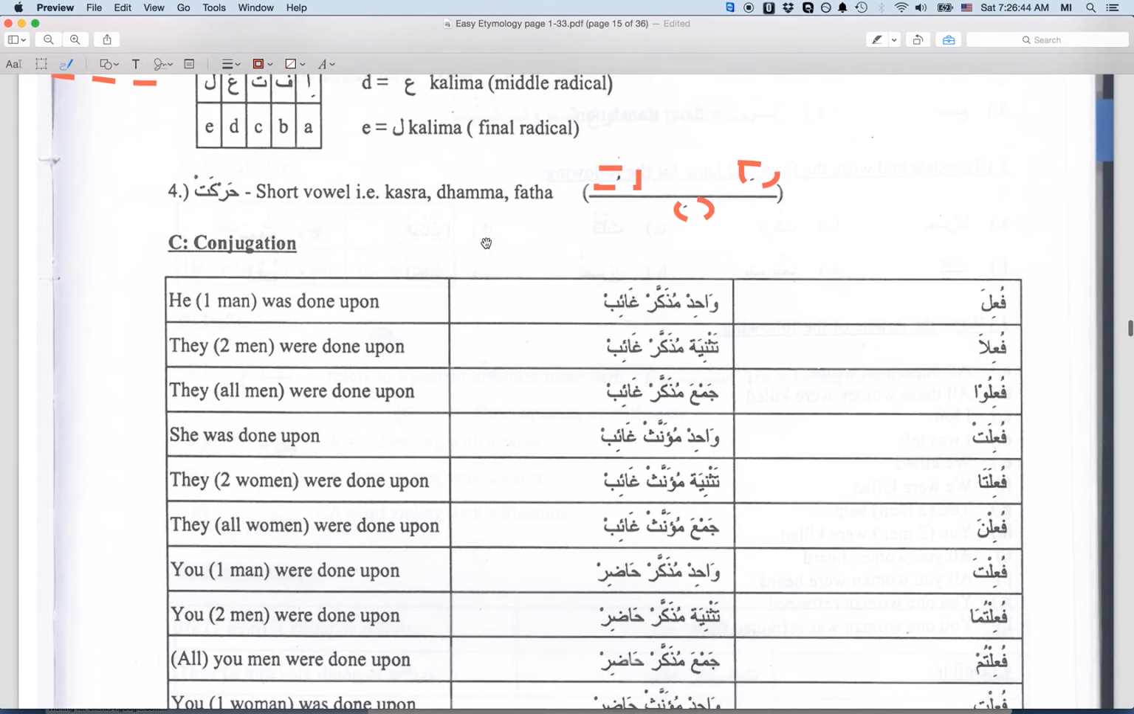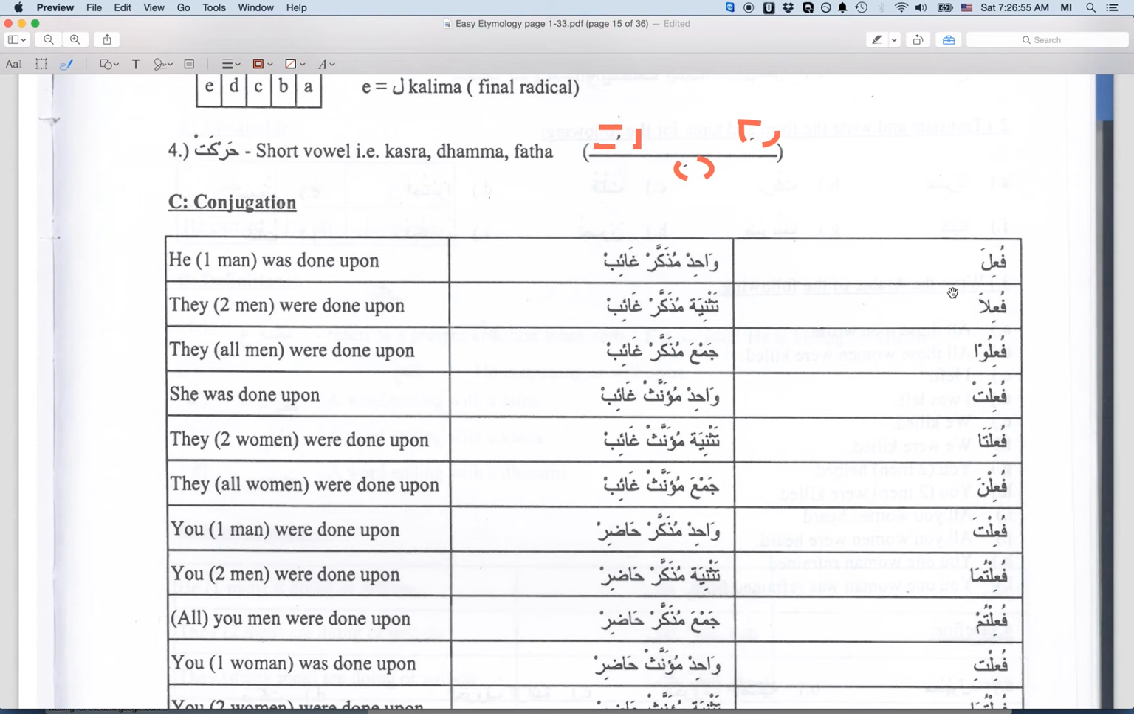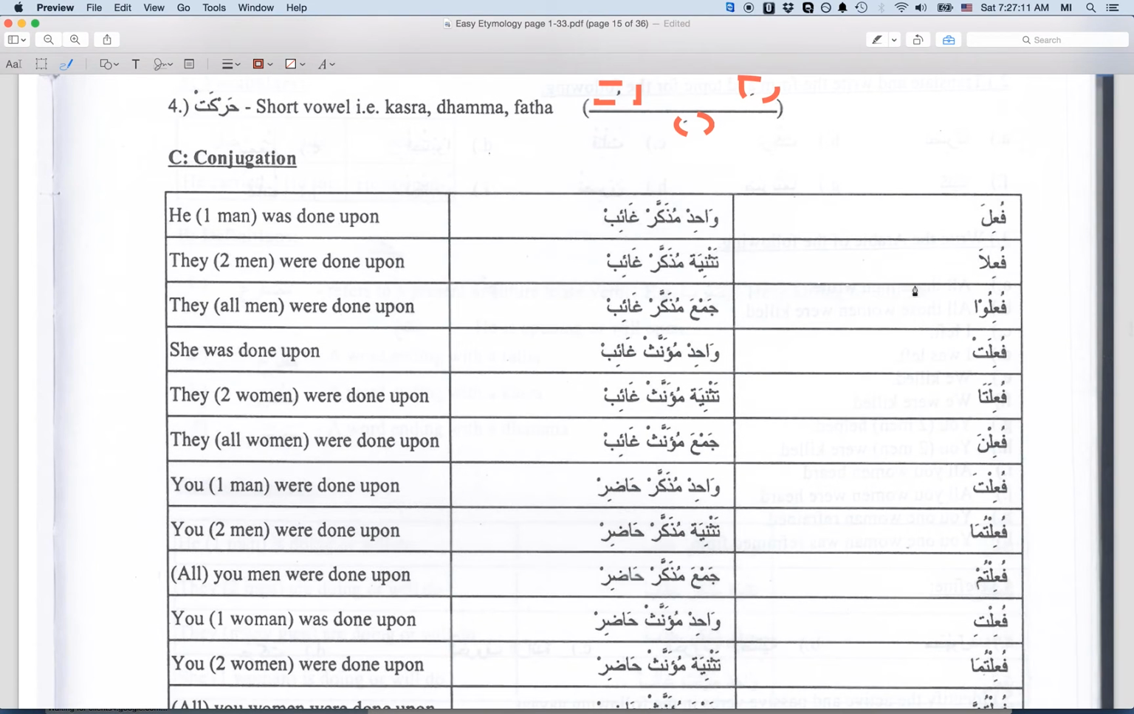Conjugation. He, one man, was done upon. So now they took the verb fa'ala and made fu'ila out of it. Basically they took the active form and made it passive. So fa'ala became fu'ila, fu'ilu. As you can see, the fa from fatha took the form of dhamma, and the second letter became kasra. There's a rule for that, but it's pretty easy. If you just read it once, you should be able to master it without even looking at the rules.